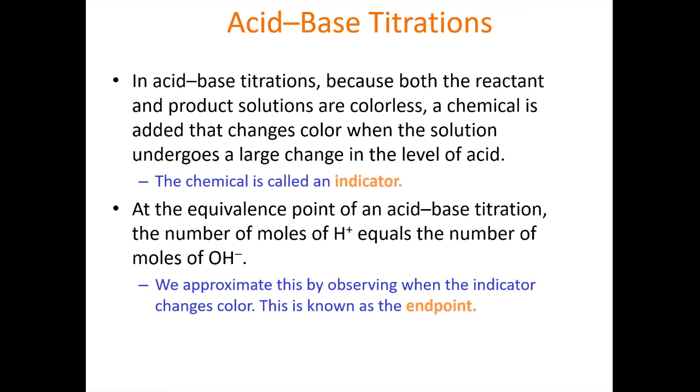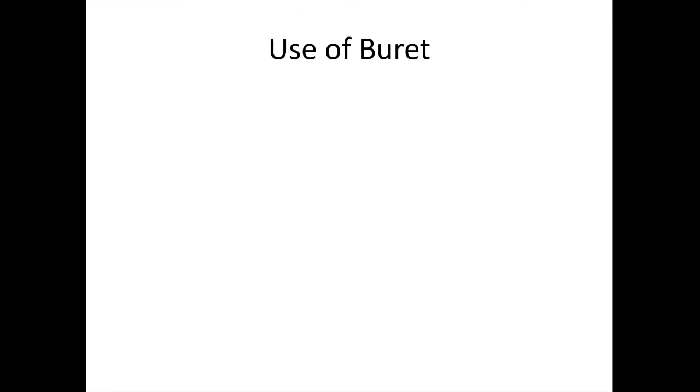Now, at the equivalence point of the acid-base titration, the number of moles of hydrogen ions equals the number of moles of hydroxide ions. But we cannot visualize the exact equivalence point. So what we do is approximate this by observing when the indicator changes color. And that is known as the end point. In other words, the end point is an approximation of the actual stoichiometric equivalence point.